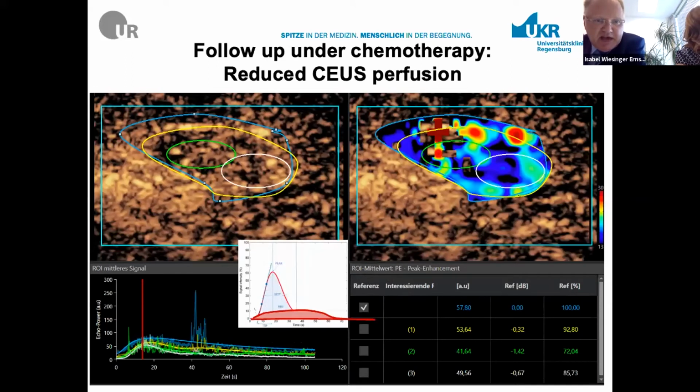Next, what happened if you decided for a chemotherapy in this case? Then the success must be visible after 10 days. Then you have to look for a devascularization of the tumor. Look at this in the false colors. You have fewer parts of red and yellow, and from the curve analysis, you have a prolonged enhancement with longer time to peak and reduced peak enhancement.